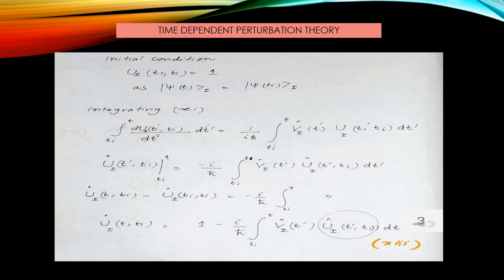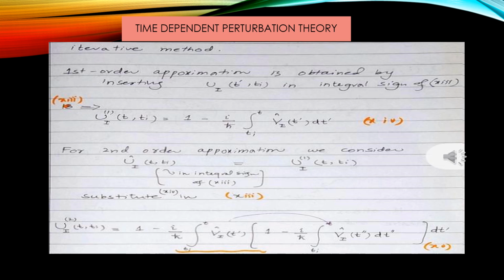In the iterative method, you make an initial guess and generate a sequence of approximate solutions from the previous one. The first order approximation is obtained by inserting U i in the integral sign. Equation 14 is the first order approximation. Now put this result in equation 13 to obtain the second order approximation.